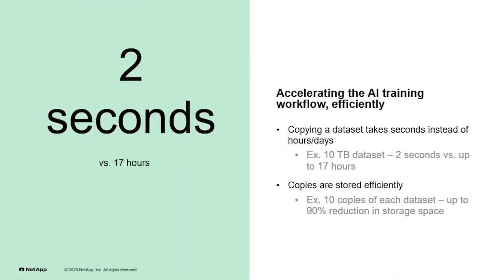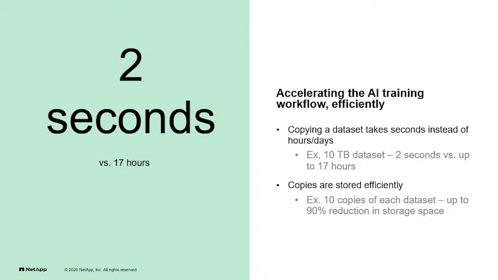Here is an example of how NetApp AI is able to accelerate the training workflow efficiently. A simple example is if you have a 10 terabyte dataset, and traditionally it will take 17 hours to manually copy the data. By using the NetApp Data Science Toolkit, copying a dataset takes seconds instead of hours. And these copies are stored efficiently. For example, with 10 copies of each dataset, we can achieve up to 90% reduction in storage space by leveraging NetApp snapshot technology.